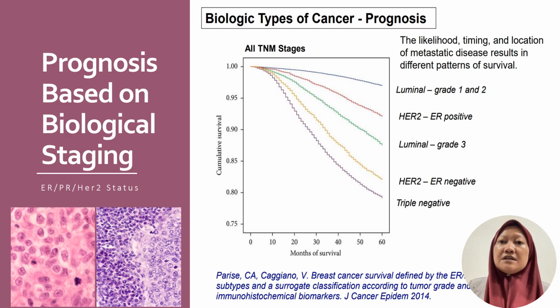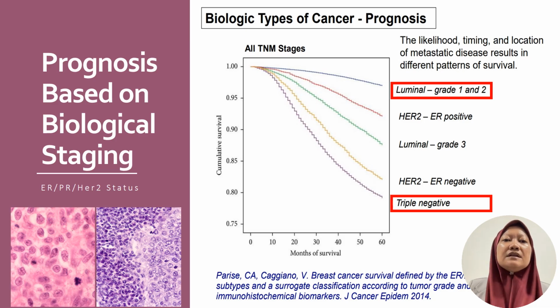According to a study published in the Journal of Cancer Epidemiology in 2014 by Paris et al., the biological types of breast cancer play a crucial role in determining patient prognosis. As you can see here from the graph, luminal breast cancer subtypes exhibit significantly better survival rates as compared to triple negative breast cancer. This disparity in outcomes underscores the importance of understanding the biological characteristics of breast cancer when formulating treatment plans.